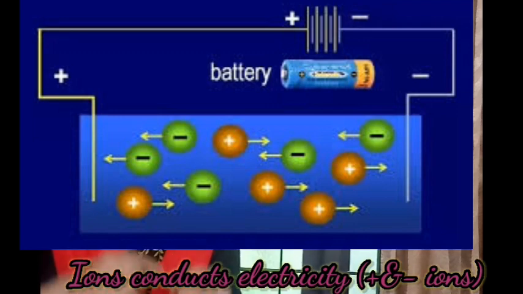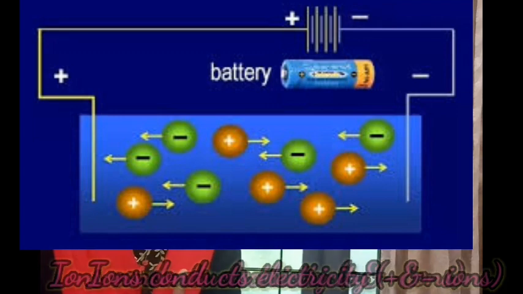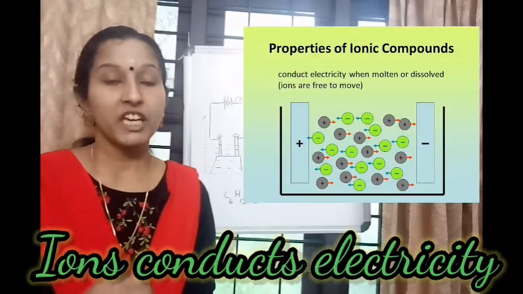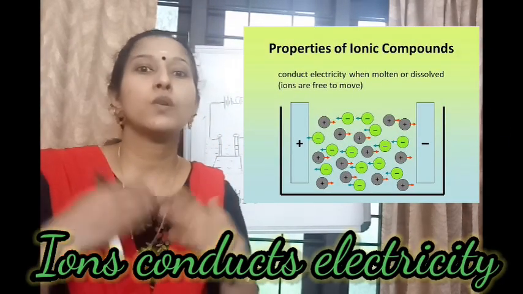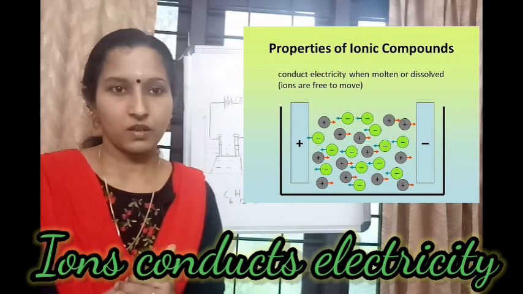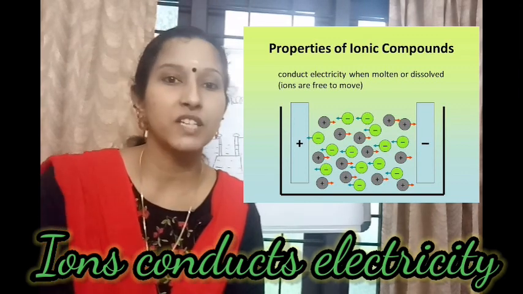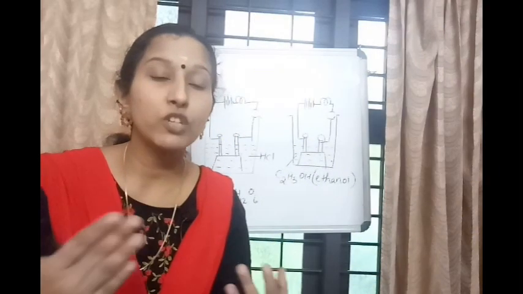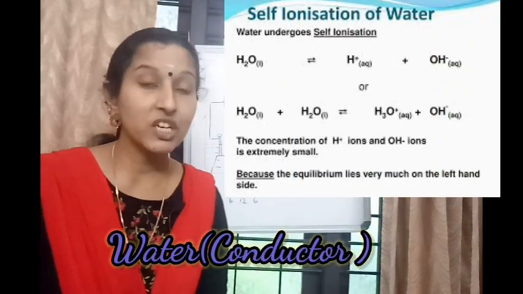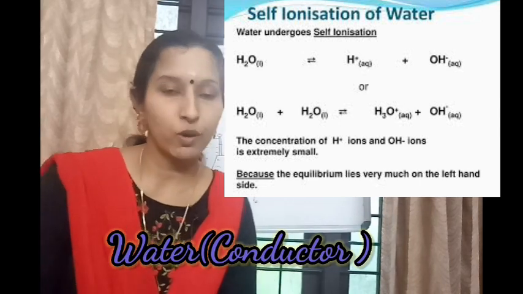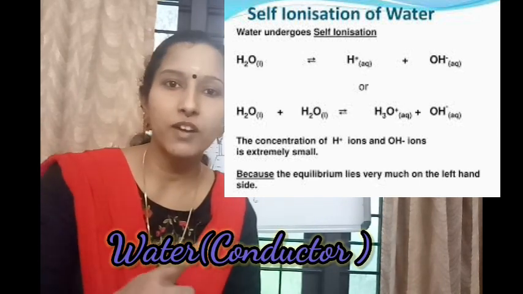So if a substance conducts electricity, there is the presence of ions in that solution. If there are no ions, there is no conduction. So ions are the responsible factor for the conduction of electricity. Water conducts electricity, which means on dissociation, water splits up to form H plus and OH minus ions. So there is also the presence of ions.